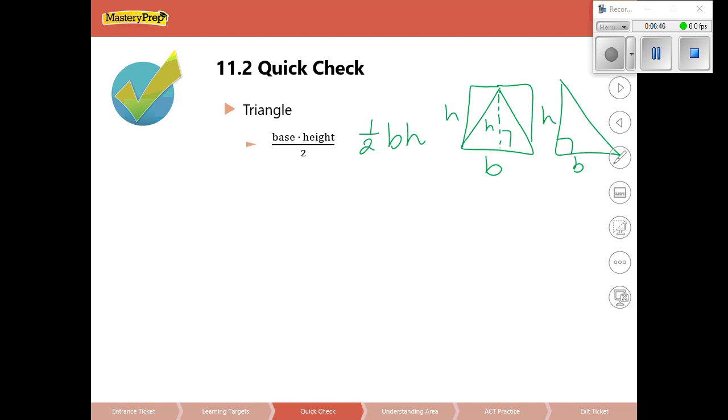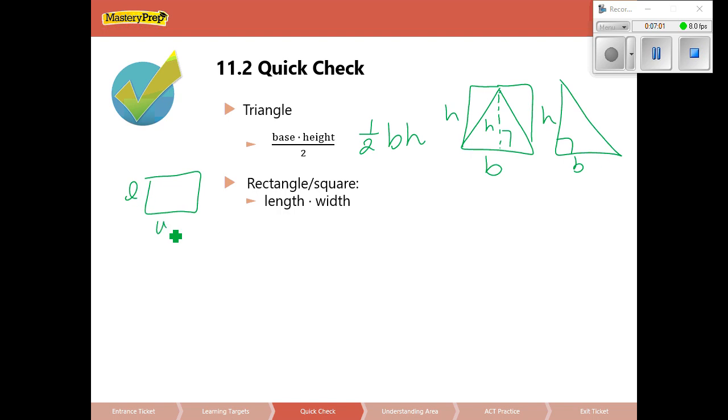All right, let's look at another one. Area of a rectangle or square: base times height, or length times width, because we're taking our two dimensions and multiplying them together.